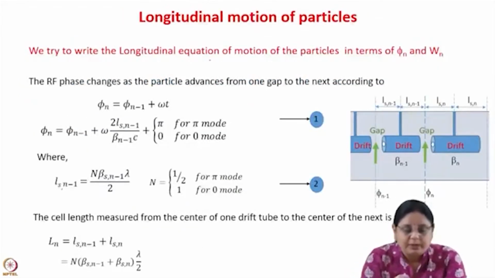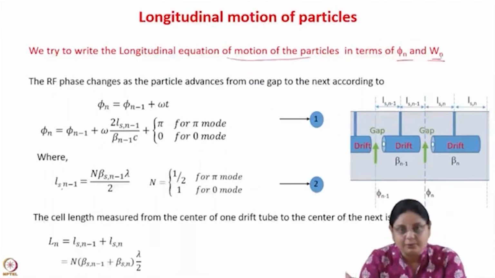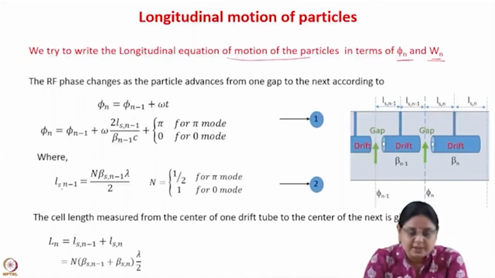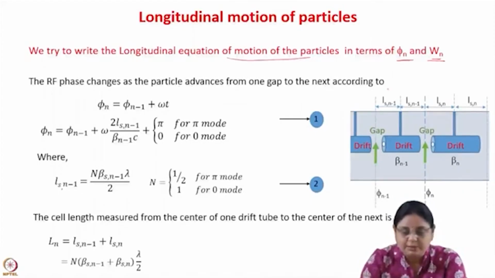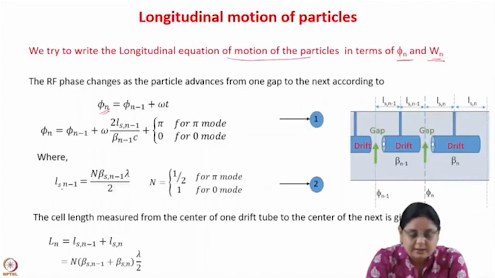Now we will try to write the longitudinal equation of motion of the particles in terms of phi n and w n. So phi n and w n are the phase and energy of the arbitrary particle. Now the RF phase changes as the particle advances from one gap to the next according to: phi n is equal to phi n minus 1 plus omega t. So phi n is the phase of the arbitrary particle in the nth cell. This is the phase in the n minus 1th cell. And to that we add omega t.